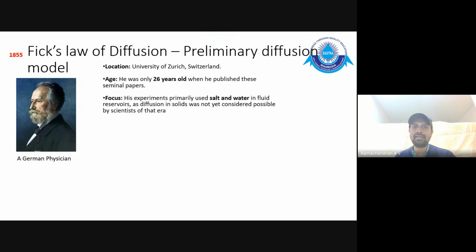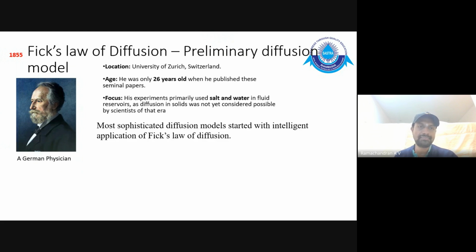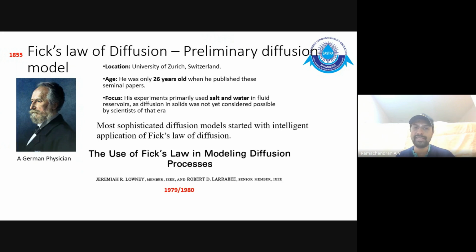Actually, he was at the University of Zurich, Switzerland, and he published this when he was 26 years old. The advanced models we're going to see will start with this wonderful Fick's law of diffusion. This simple model, F equal to minus D dou C by dou x, is going to be the fundamental building block for the advanced models that we're going to see.